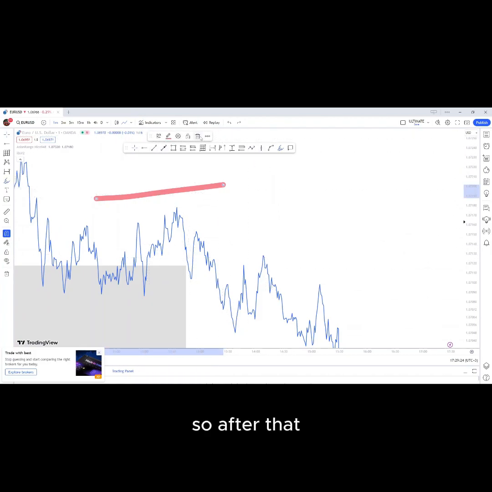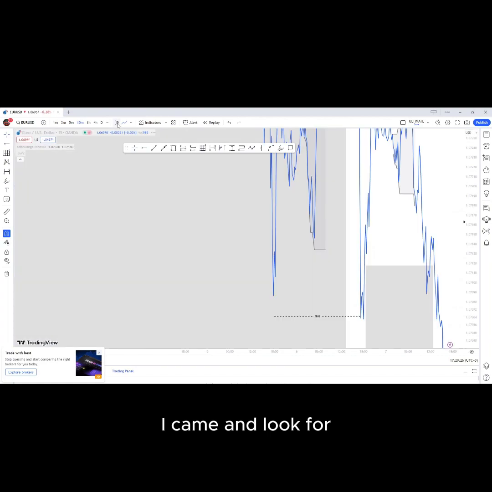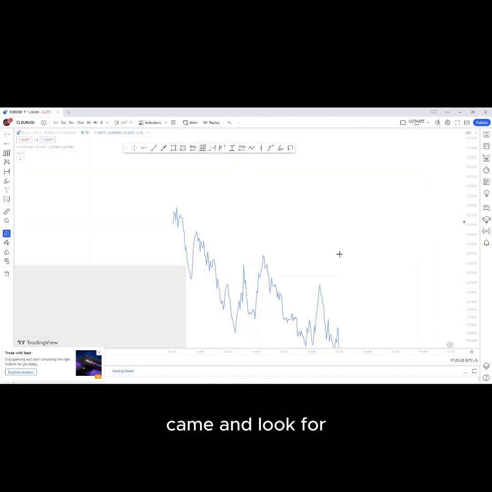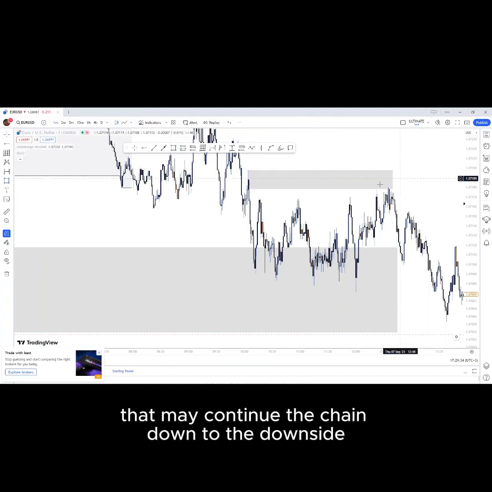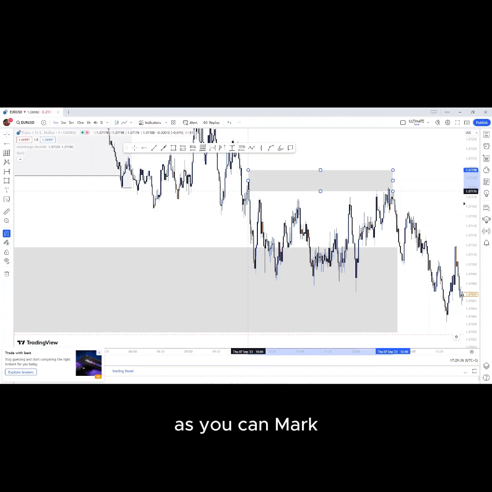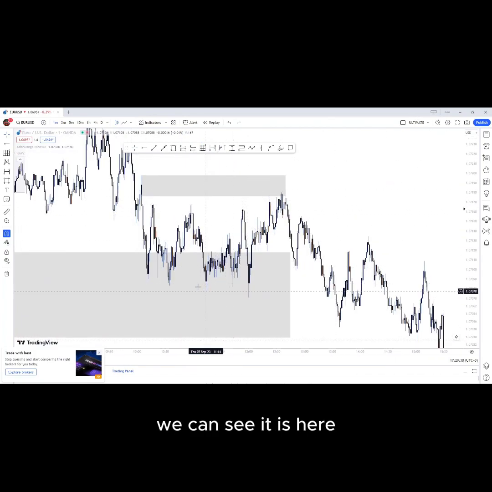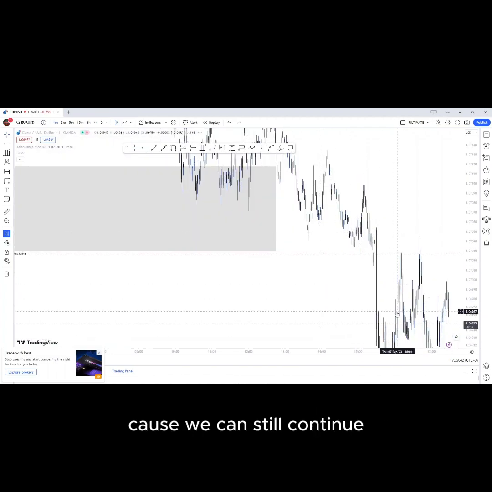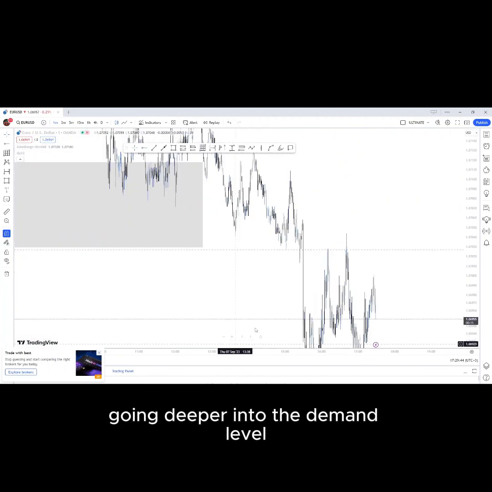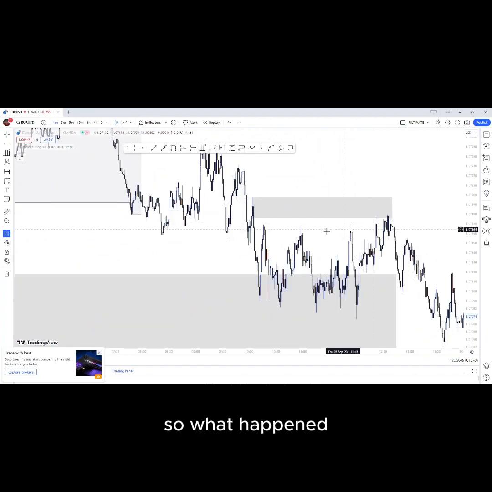So after that, I came and looked for a supply level that might continue the trend down to the downside. We can mark, we can see it is here. So I stopped looking for buys and I looked for sells because we can still continue going deeper into the demand level.